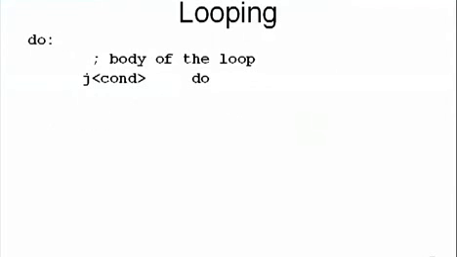In this one, the test is made at the bottom of the loop. The main difference between the two is that in the do-while loop, the body of the loop is always executed at least once.